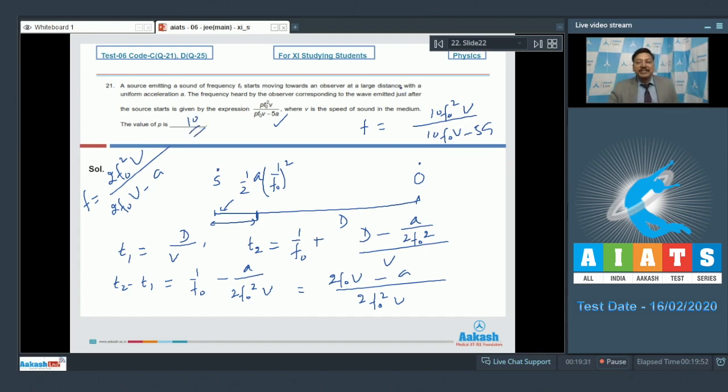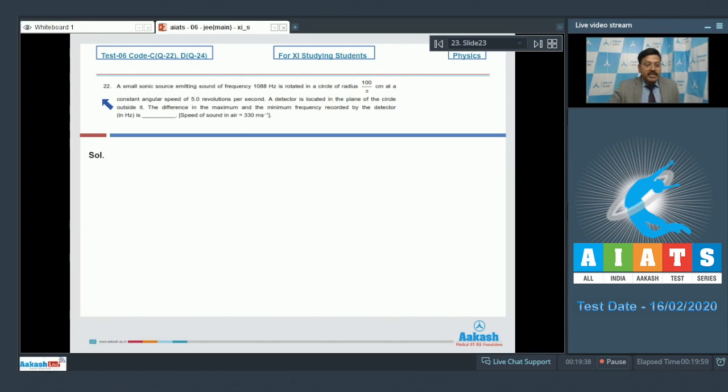Let's go to the next question now. Question 22 says a small sonic source emitting sound of frequency 1088 Hz is rotated in a circle of radius 100 by pi centimeter at a constant angular speed of 5 revolutions per second. A detector is located in the plane of the circle outside it. The difference in the maximum and the minimum frequency recorded by the detector in hertz is, and the speed of sound in air is given as 330 meter per second.